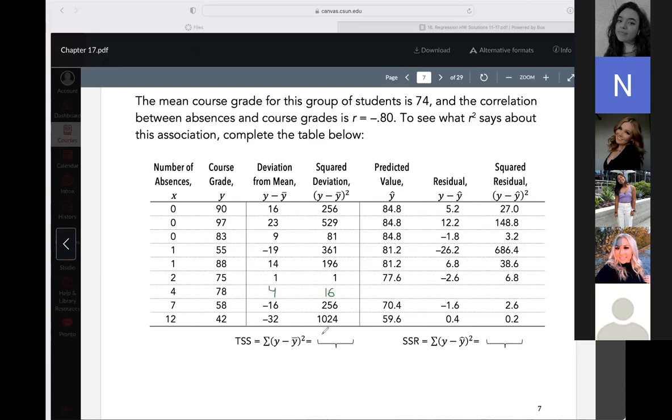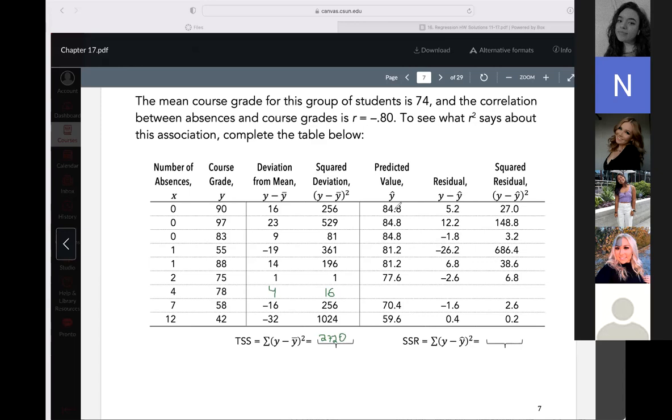And I get 2720. And this is the TSS, the total sum of squares. It gives me 2720.